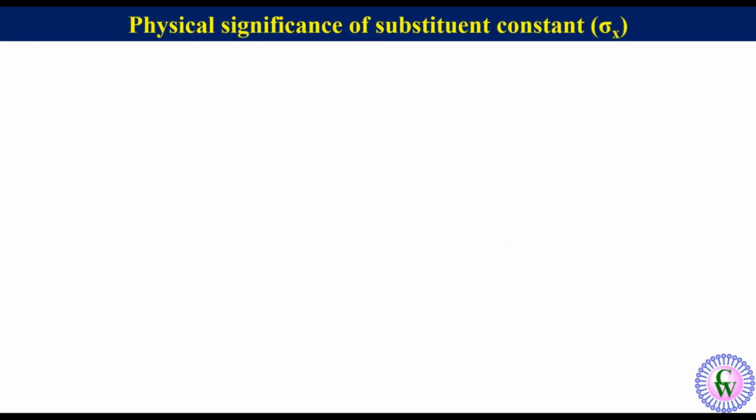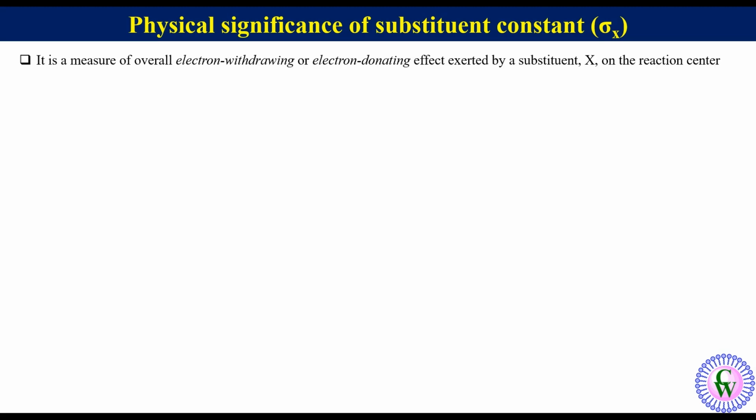Physical significance of substituent constant sigma x. It is a measure of overall electron withdrawing or electron donating effect exerted by substituent X on the reaction center. It varies from -1 to +1. By definition, for x is equal to h, sigma x is equal to 0.